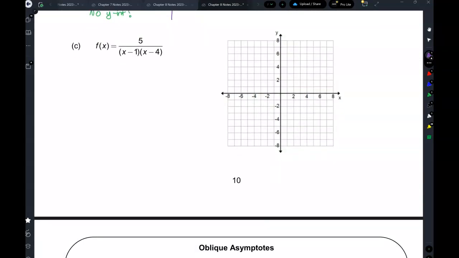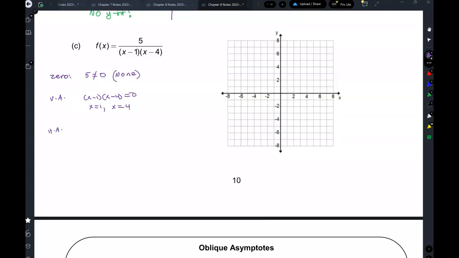So zeros. The math says to set the numerator equal to 0, but the numerator is just a constant. 5 never equals 0, so there are no zeros. Now, vertical asymptotes. You have x minus 1, x minus 4 equal to 0. Now you've got 2 of them: x equals 1, x equals 4.